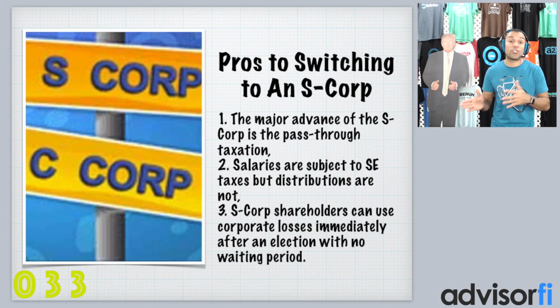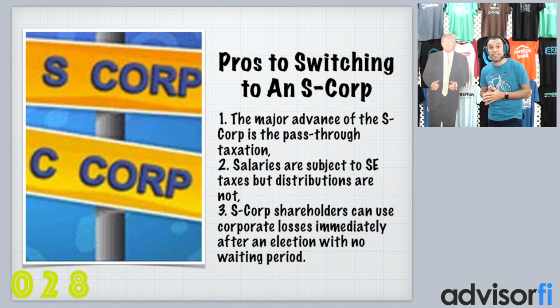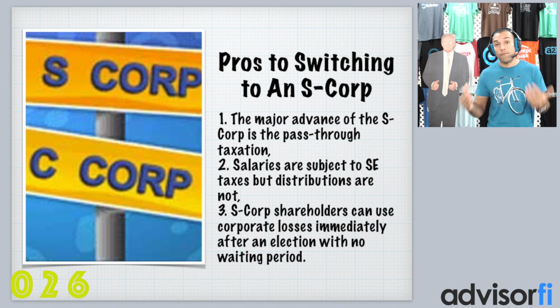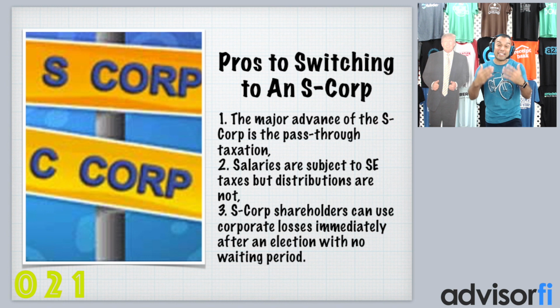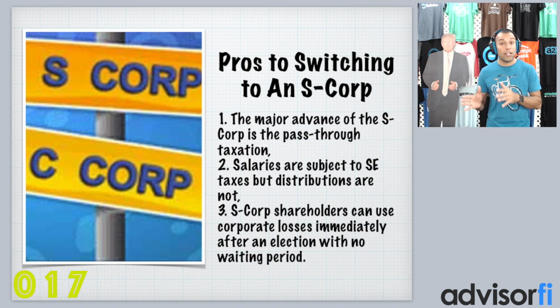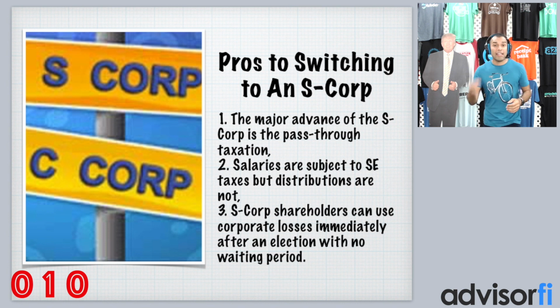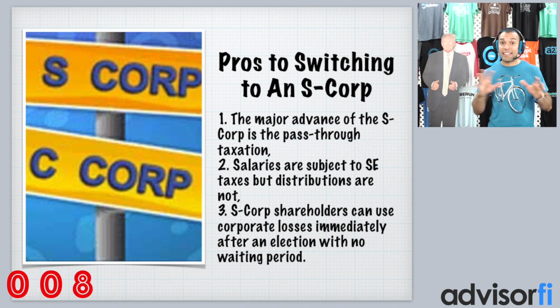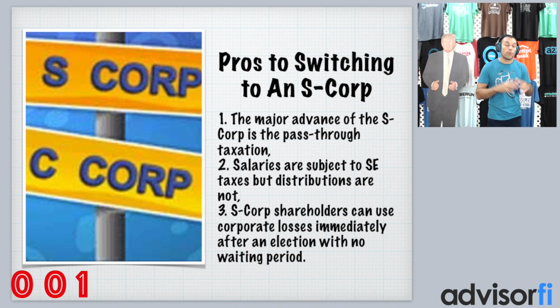What are the pros of switching to an S-Corporation from a C-Corporation? Well, number 1, the major advantage of the S-Corporation is the pass-through taxation. That is, you avoid this double taxation idea. Any profits or losses pass through the entity down to the shareholder, and they pay tax on that. Number 2, the salaries alone are subject to self-employment tax, but distributions are not. As an S-Corp, only the salary alone pays that self-employment tax. And number 3, one of the stark differences between S and C is that any S-Corp shareholder can use corporate losses immediately after an election with no waiting period.